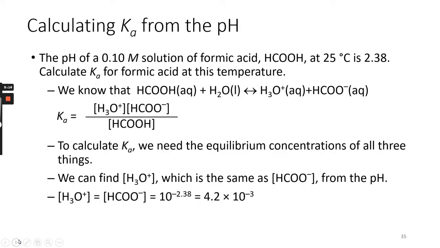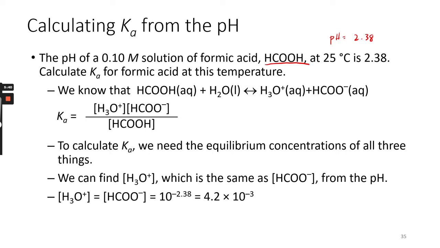So how do we calculate Ka from the pH? Here we have an example. We have the pH of a 0.1 molar solution of formic acid, which is a weak acid. Here is the formula for it. It's not one of the 7 that you memorized. It's at 25 degrees Celsius, and the pH is equal to 2.38. Calculate Ka for the formic acid at this temperature.